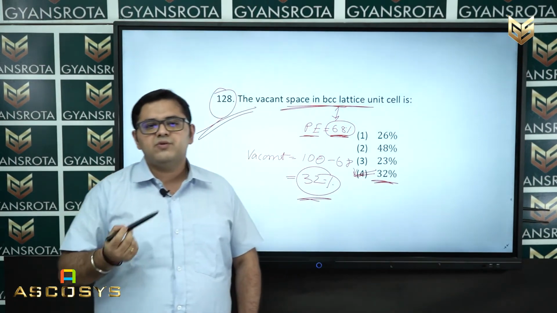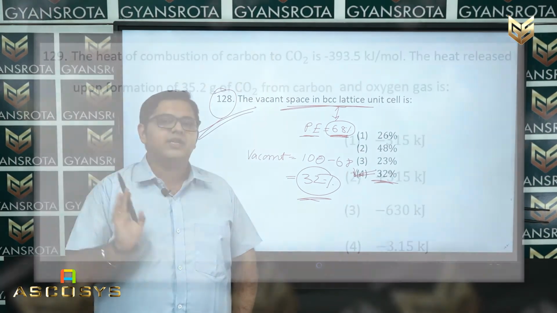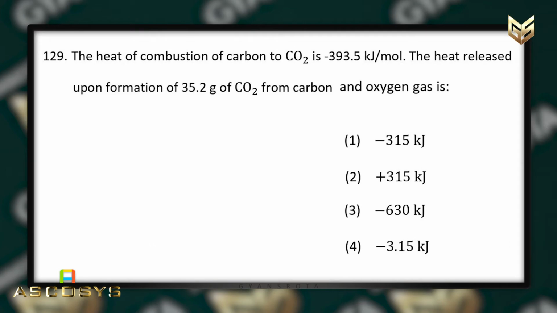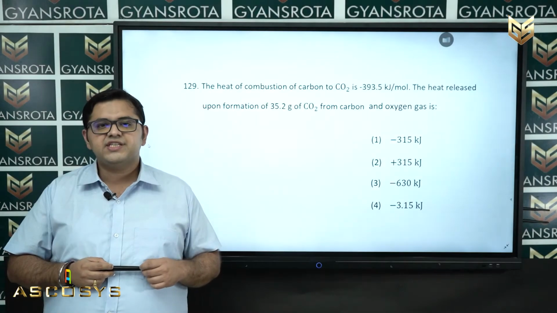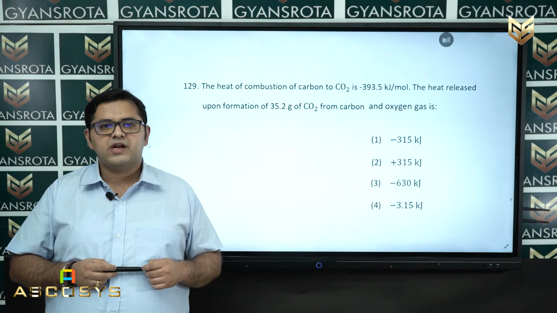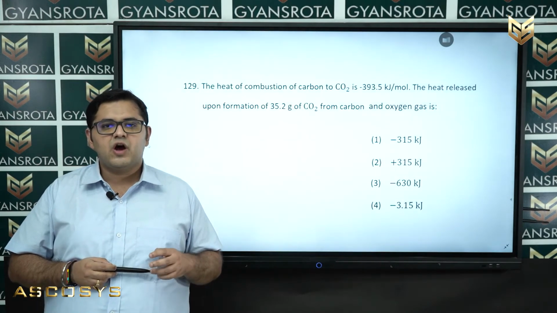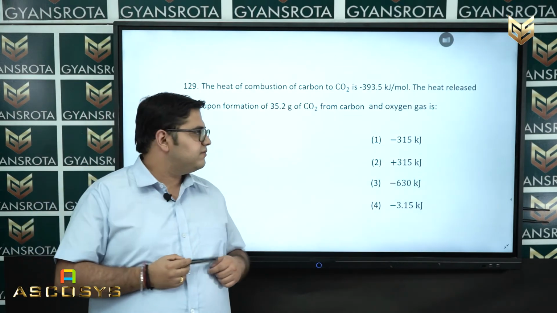So, now we are moving to the next question, that is question number 129. Question number 129 is on your screen. The heat of conversion of carbon to CO2 is minus 393.5 kilojoule per mole. The heat released upon the formation of 35.2 gram of carbon dioxide from carbon and oxygen gas is. This question comes from your thermodynamics chapter of class 11 NCERT. Now we are moving to the solution part.